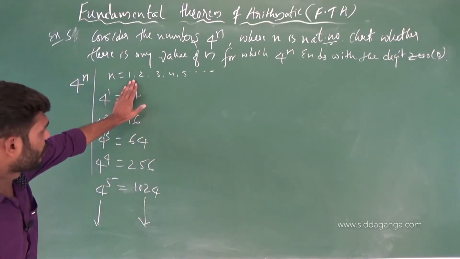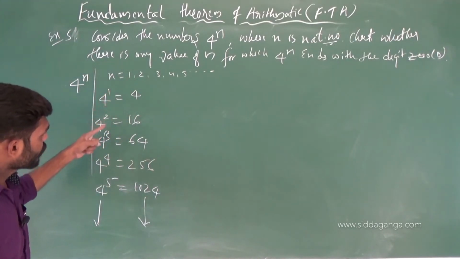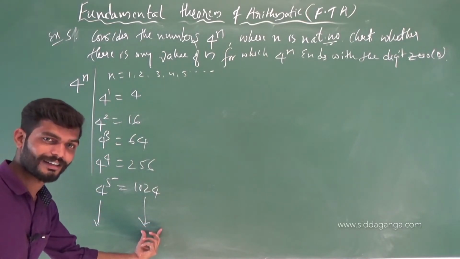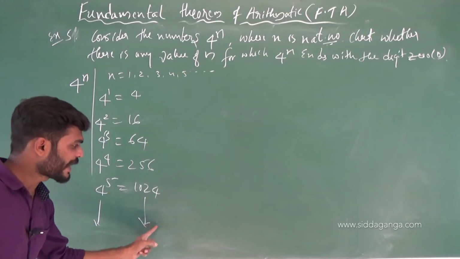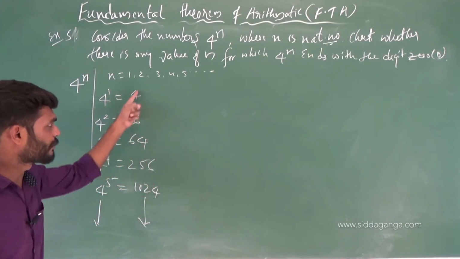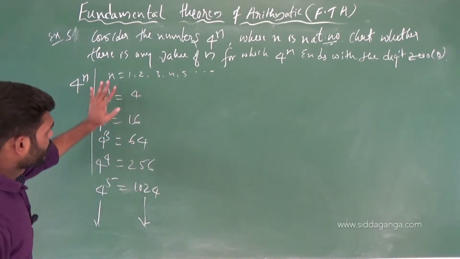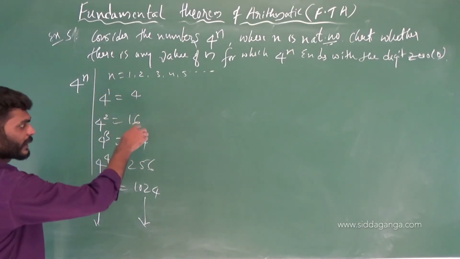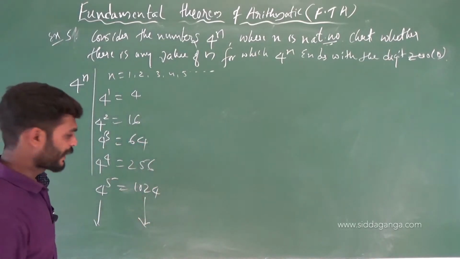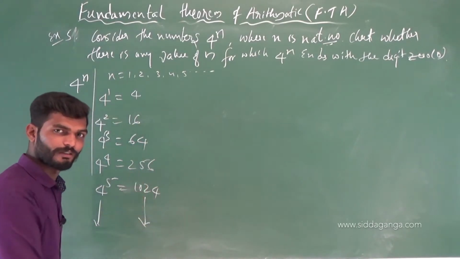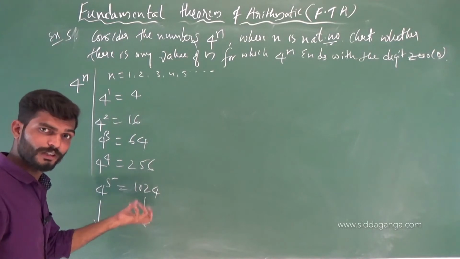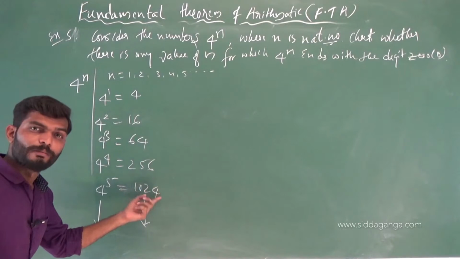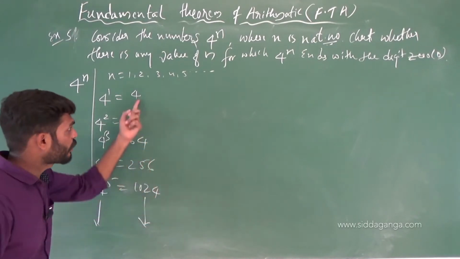What are they asking? Is there any value of n such that the number should end with 0? Here, with some common sense, no number is ending with 0. Even if I do the process continuously for all the natural numbers, I get many numbers like this, which are called 4^n numbers.